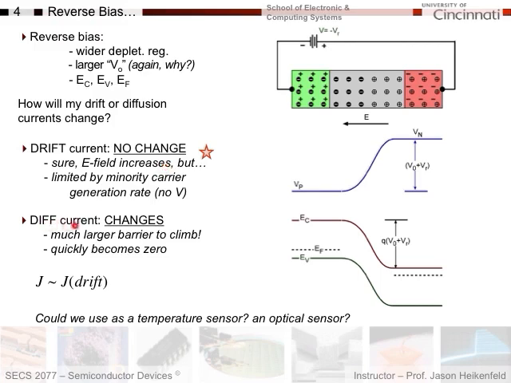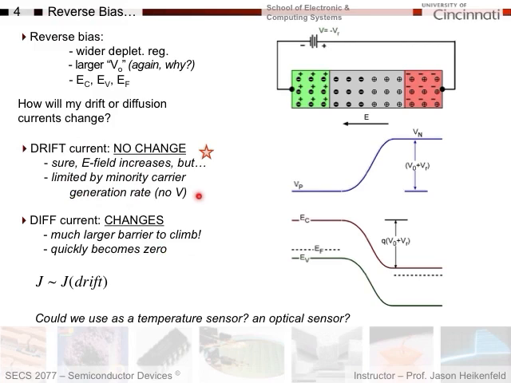However, the diffusion current changes substantially. Now I have a high concentration of electrons like I did before, low concentration on this side, but it is very unlikely you're going to have an electron get energy all the way up to here where it can make it over this barrier by diffusion from high concentration to low. And so what happens is my diffusion current quickly becomes zero. It completely disappears. And so the interesting thing about this is that I only have current left due to drift current when I reverse bias this, and that does not change with voltage.